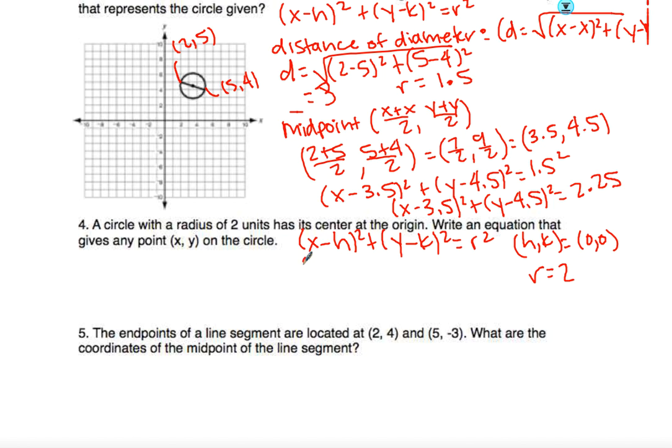Whenever you plug that into the formula, it's going to look like (x minus 0) squared plus (y minus 0) squared equals 2 squared. Well, x minus 0 is just x, so it would be x squared. y minus 0 is just y, so it would be y squared. And 2 squared is 4.